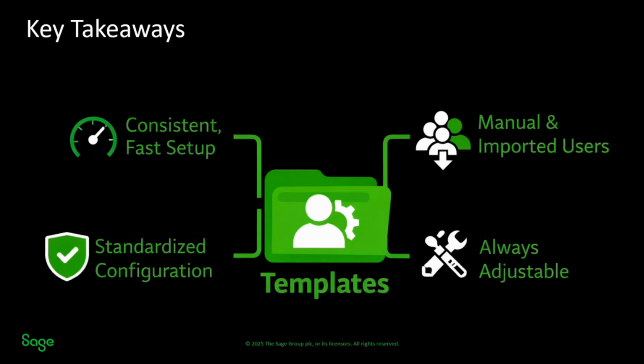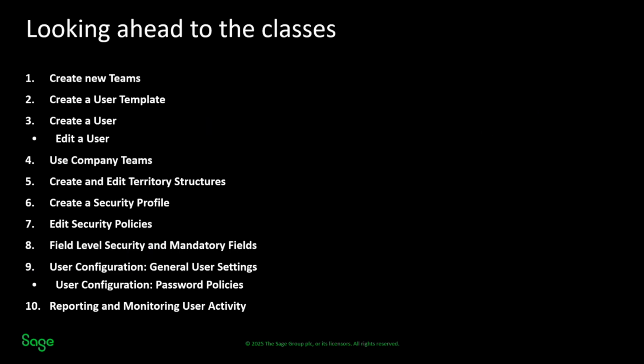So I hope that that's been of use to you as we understood how to create and use user templates inside Sage CRM. We're going to follow this up in our next lesson next week by looking at the process of creating and editing a user and understanding where we can override any of the items declared within the template, but going through that process of defining our user.